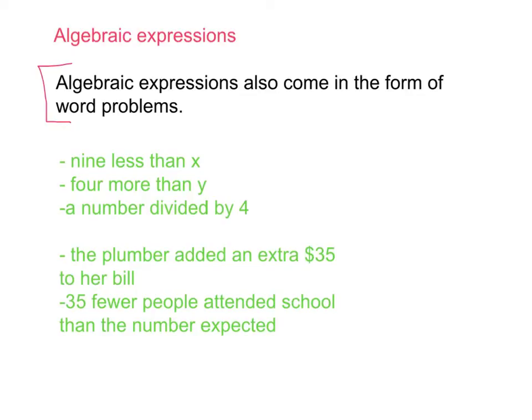So, 9 less than x. Very simple. x subtract 9. Because we're starting with x and we say 9 less than it. Next example: 4 more than y. We know we're adding 4 to y, so y plus 4. When we go more, we add, whereas in the previous question, when we go less, we subtract. 4 more than y. y plus 4.